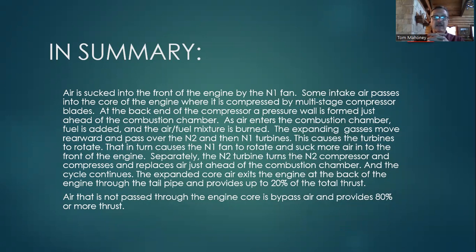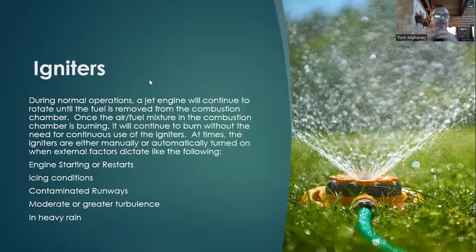This causes the turbines to rotate, which in turn causes the N1 fan to rotate and suck more air in, and the N2 is also separately turning as a result of the N2 turbines turning, and the cycle continues. The expanding air exits the back, and that is what we call the core air, and that core air produces about 20% of the thrust, and the bypass air produces about 80% of the thrust. That is on the CRJ 700 engines. That's as simple as it works. Don't make it more complicated than that.